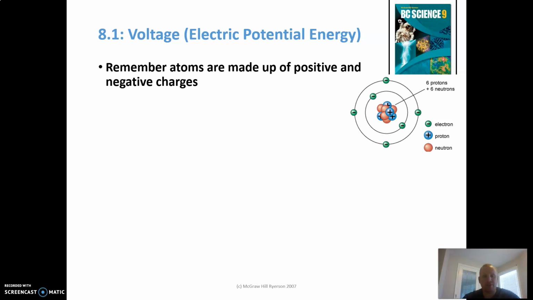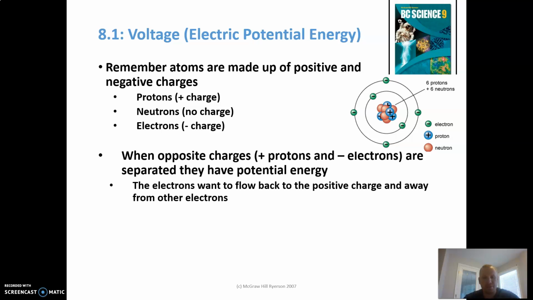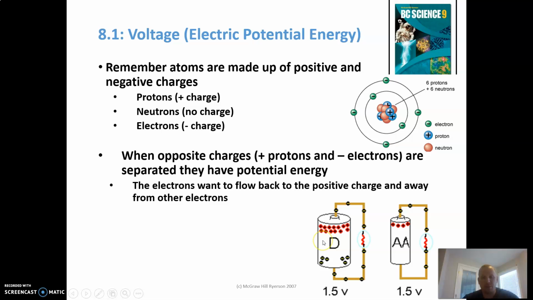So remember that atoms are made of protons, neutrons, and electrons. So the protons are positive, the electrons are negative. When those opposite charges are separated, so when the electrons are separated from the protons, they want to get back together, and then they have potential energy. The electrons want to flow back towards the protons, as we see in this simple diagram here. So this is a battery. The protons have been separated from the electrons, and there's a barrier here, so they can't flow back this way. So they want to flow back to the protons, and that's electrical potential energy.